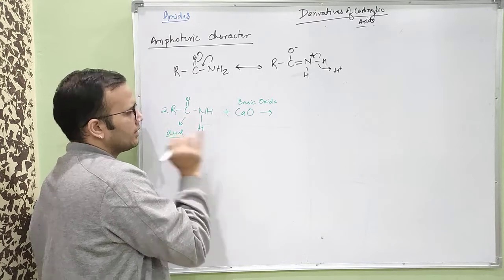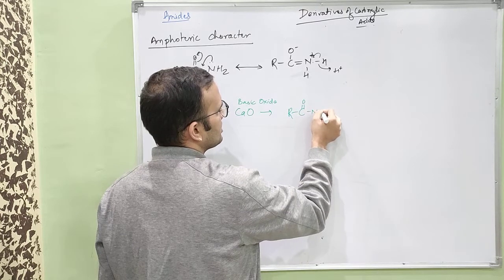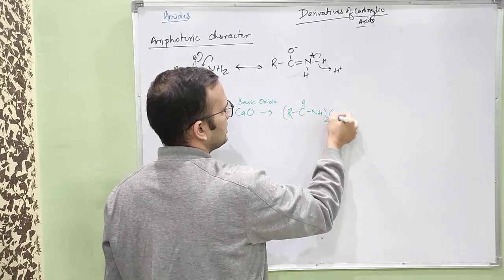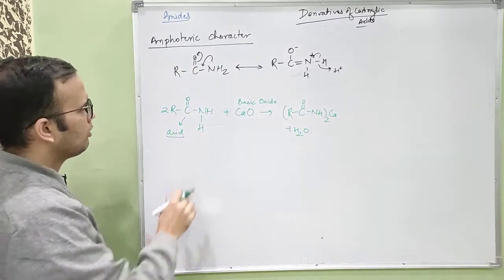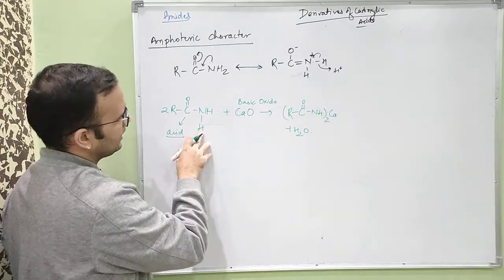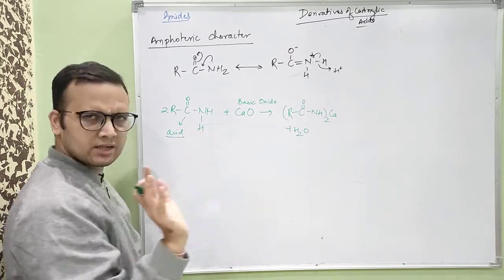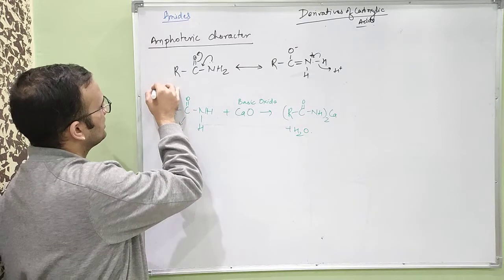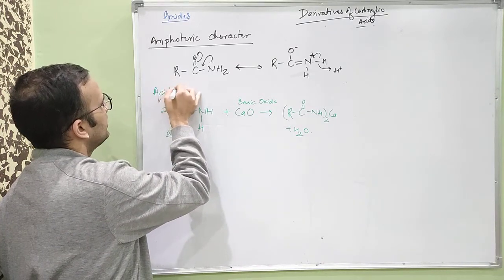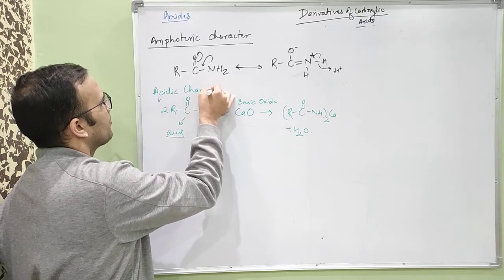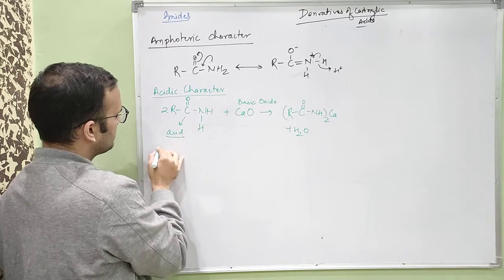So what happens is RCONH whole twice Ca plus H2O. This is what we get. Got it? One hydrogen is acidic and it is taken up by this O. So basic acid base reaction is happening. Okay? So this is acidic character. This is showing acidic character. Got it? Then there is basic character.